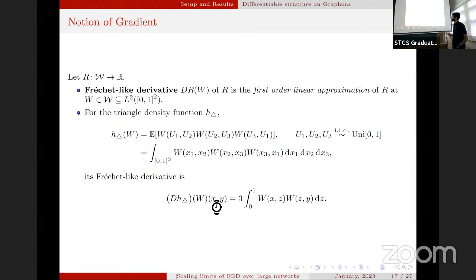And it is not a hard calculation to check. If you want to find the first order linear approximation of this function, it looks something like this. This is the Frechet derivative of the homomorphism density function of the triangle evaluated at kernel W. It looks like this. If you see it closely, it looks like matrix multiplication.